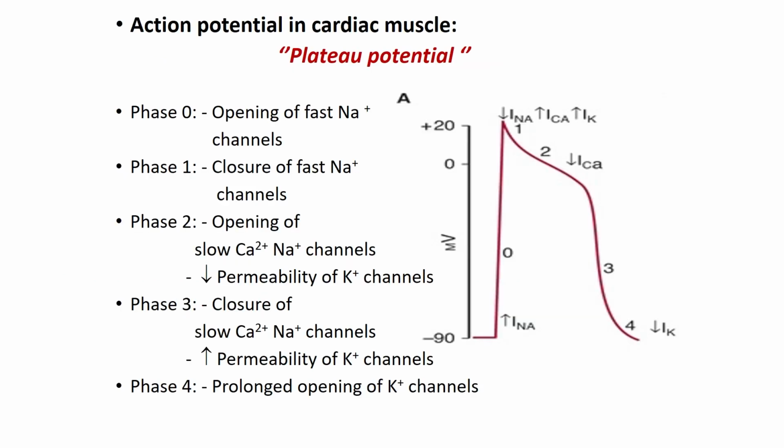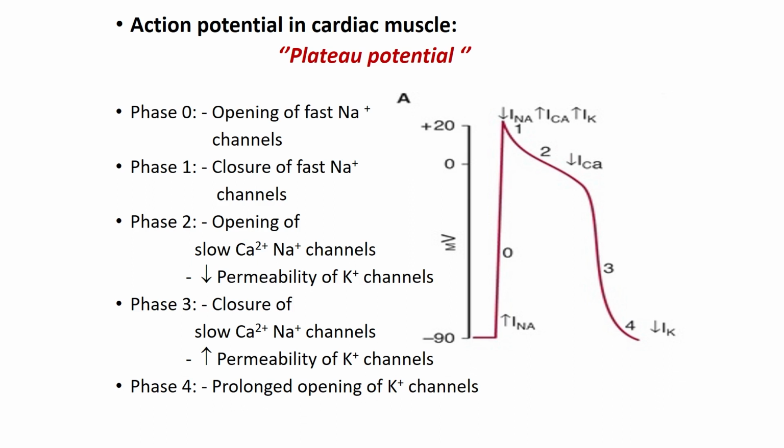Now the action potential in cardiac muscle. Here in cardiac muscle, the plateau potential is there. Normally in an action potential we see the spike potential, but here in cardiac muscle there is a plateau potential. There are mainly 5 phases, numbered 0 to 4. In phase 0 there is opening of fast sodium channels.